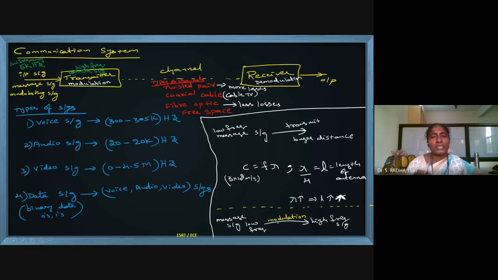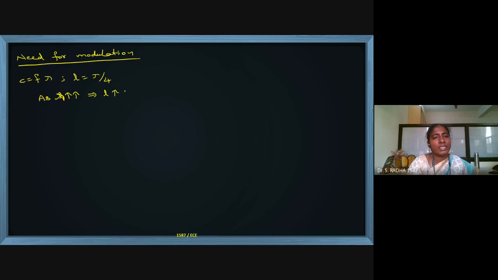Now, what is the need for modulation? The first one we just discussed. C equal to F lambda, and then L equal to lambda by 4. As lambda increases, the length of the antenna increases. So in order to avoid this, we want a modulation technique, to decrease L.